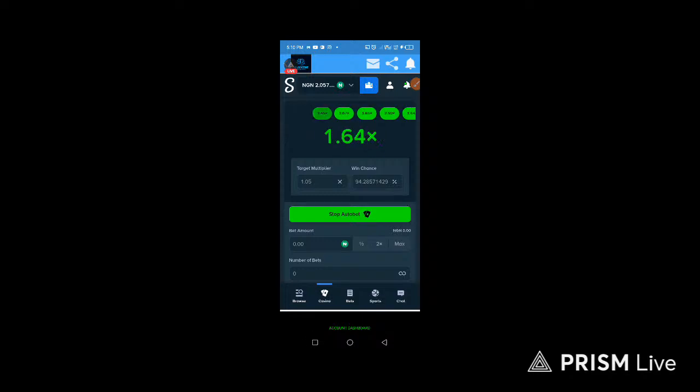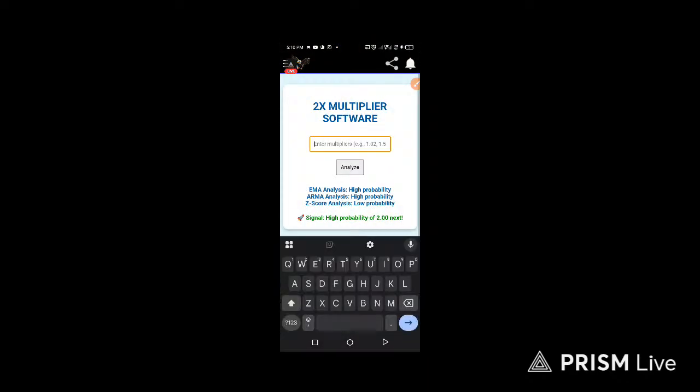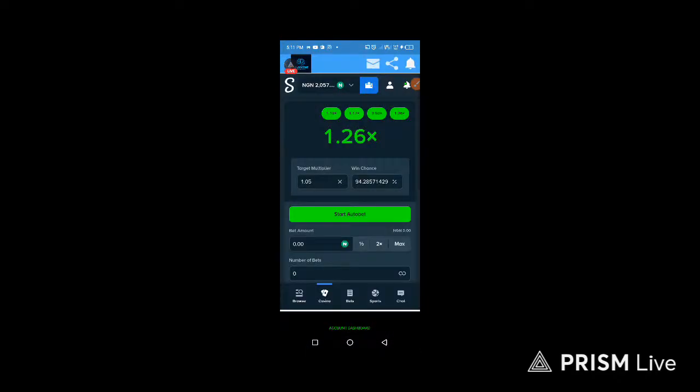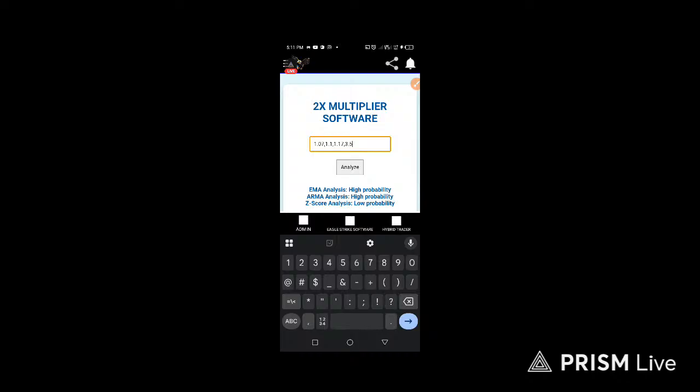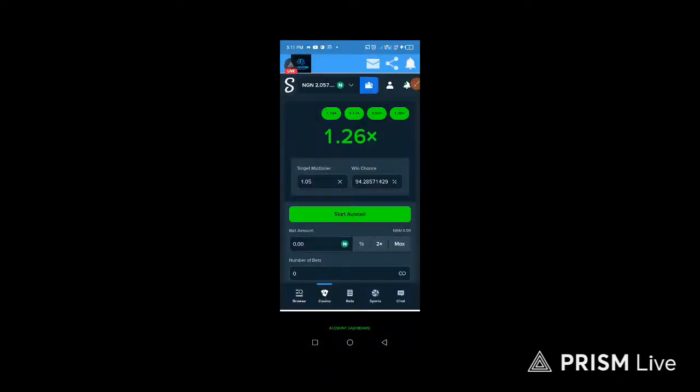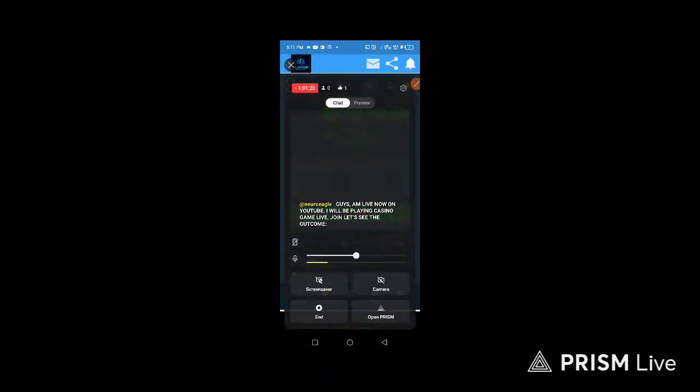Oh, I don't know what makes it go slower there. Let's wait and see. Let's wait for another value signal. 1.07, 1.10, 1.17. 3.5, 1.26. Not a strong signal. Okay, just give me a moment, I'm coming.